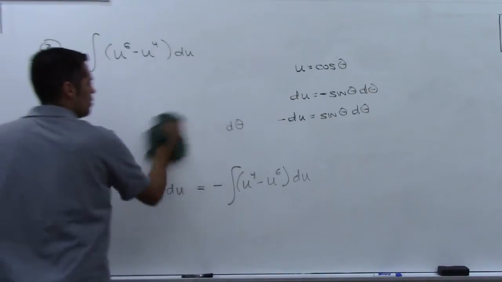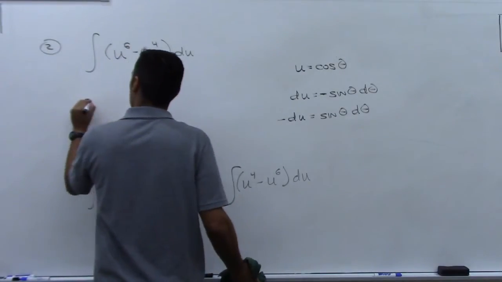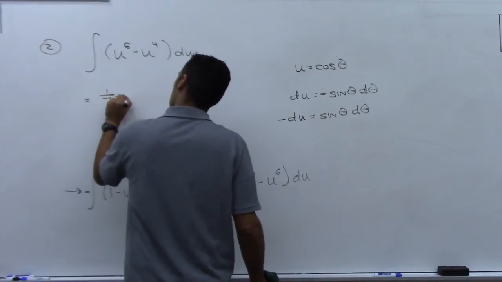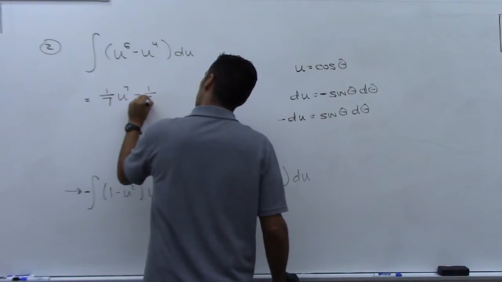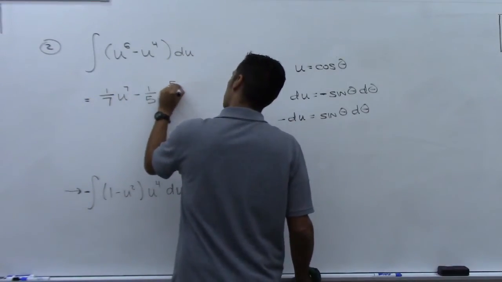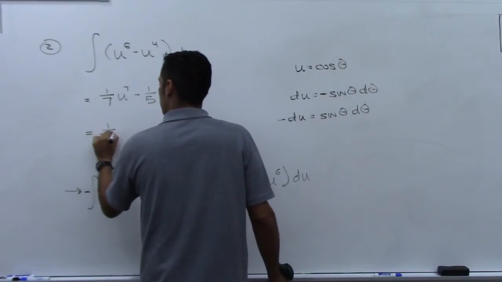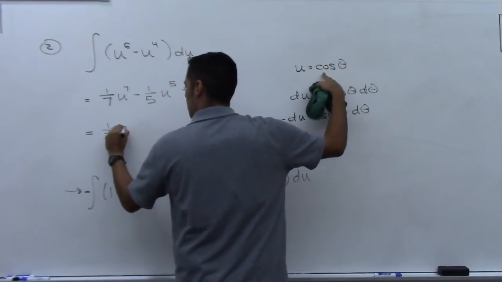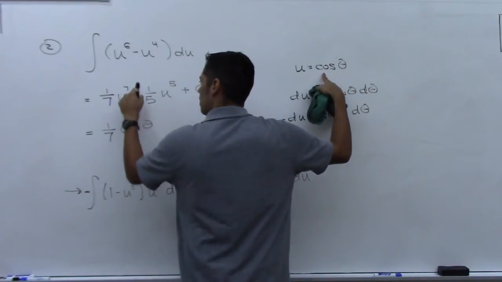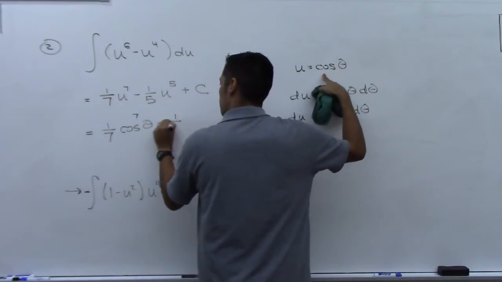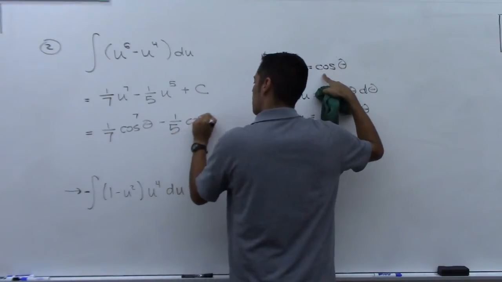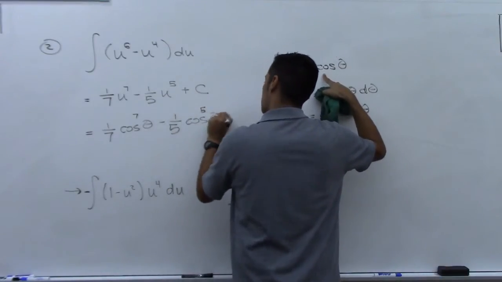And then at this point, I integrate using the power rule. So this will be equal to 1/7 u to the seventh minus 1/5 u to the fifth plus c. U was cosine theta, so this becomes 1/7 cosine theta to the seventh minus 1/5 cosine theta to the fifth plus c.